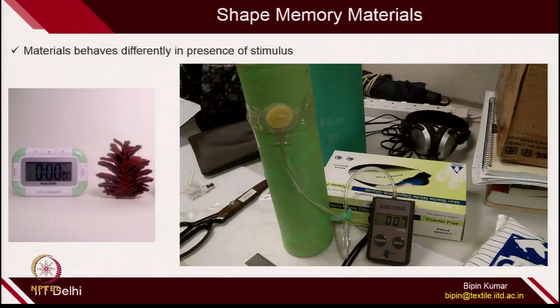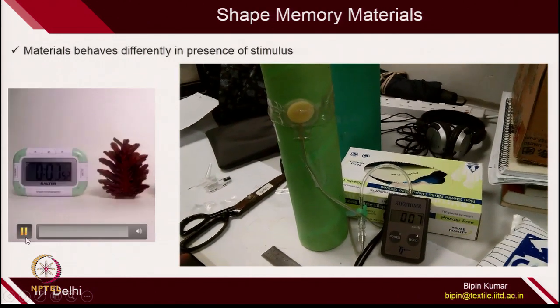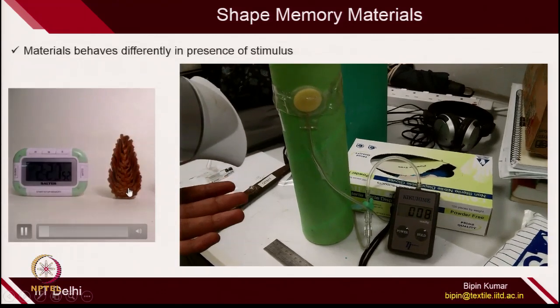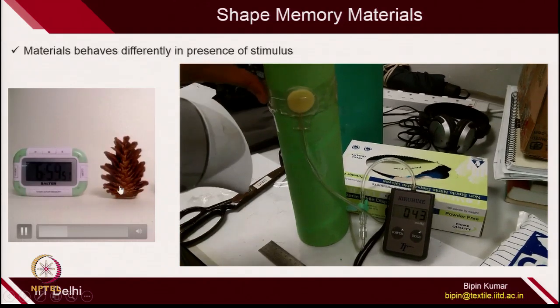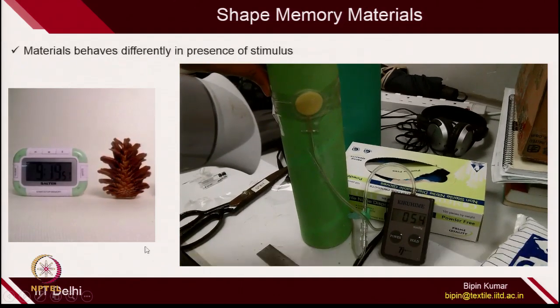So, what do we mean by smart materials? One of the materials which is very popular in research is shape memory materials. Shape memory materials behave differently in the presence of a stimulus. If you see the pine cone, it has similar properties. In the dry state it is opened up, but the moment you put moisture, it automatically changes its shape. So, in the wet state it is like this, in the open state it is like this.